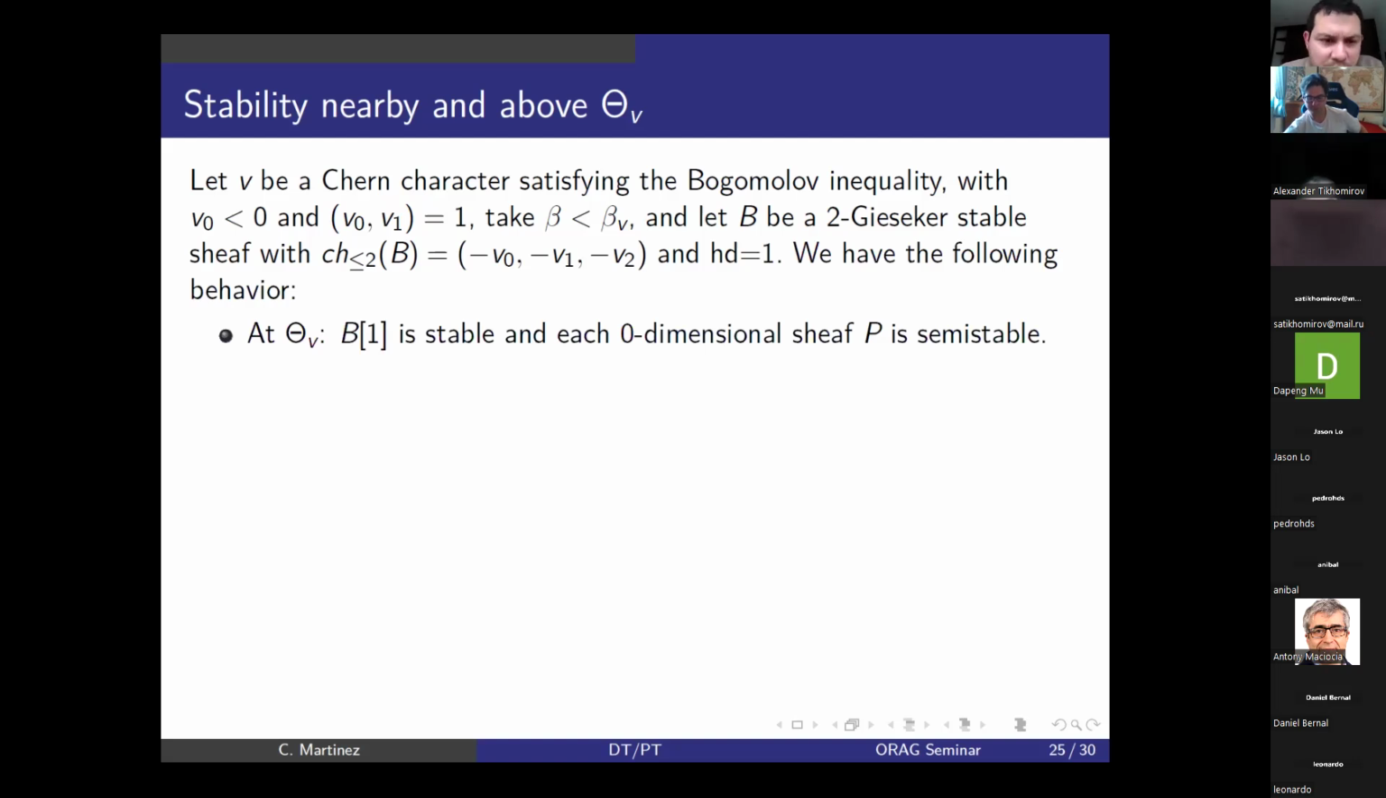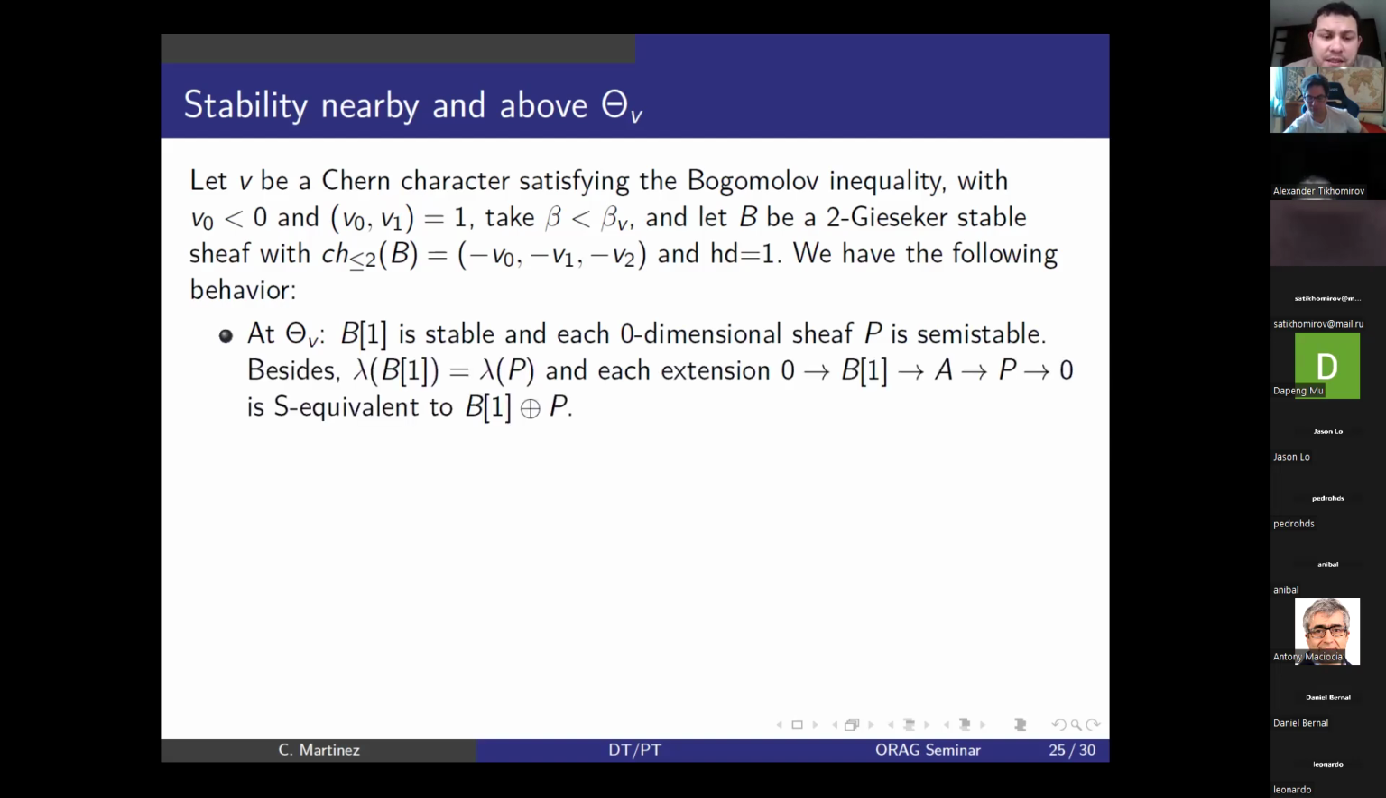At the wall, I know B shifted by 1 is stable because B double dual quotient by B is pure one dimensional and B is 2-Gieseker stable. And P, because it's a zero dimensional sheaf, is only semi-stable. I cannot say that it's stable, but it's semi-stable. And besides that, the lambdas of B shifted by 1 and of P are both equal to plus infinity. Every extension of P by B shifted by 1 is S-equivalent to B shifted by 1 summed with P. Every extension that I take is going to be S-equivalent to this at the wall.